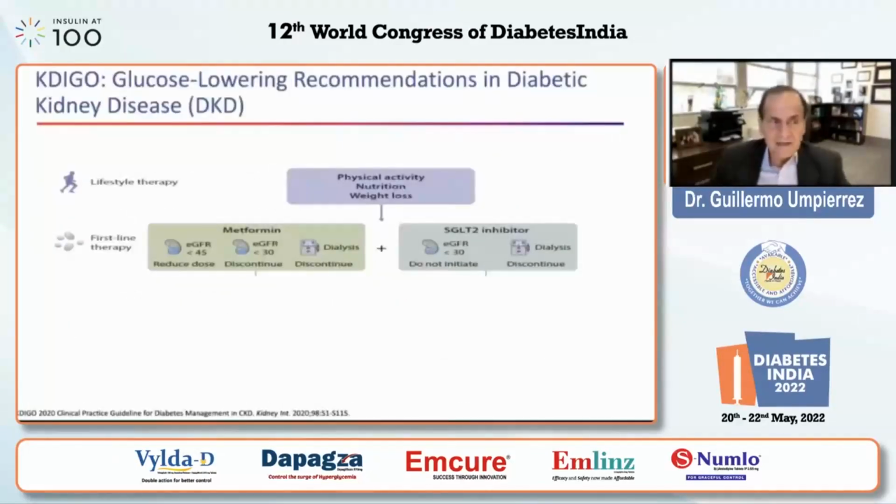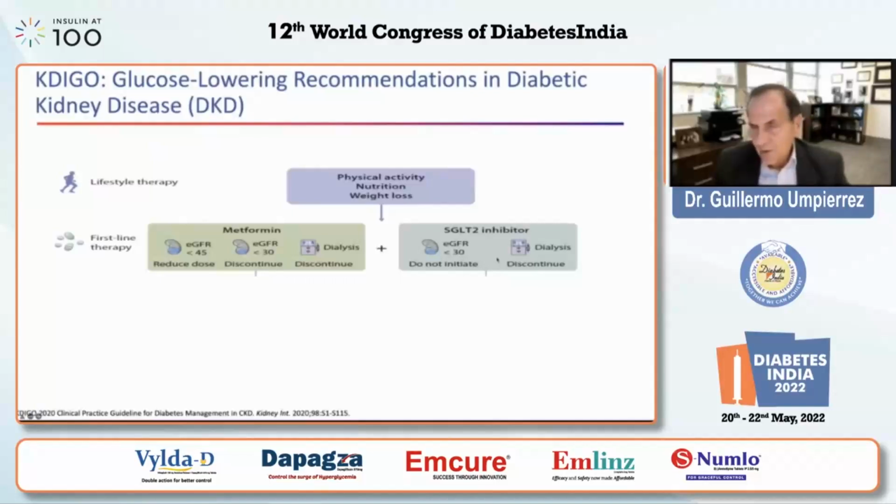And this is the KDIGO guidelines, right? Diabetic kidney disease. The recommendation of the nephrologists is first-line therapy. If the GFR is less than 45, less than 30, or on dialysis, first you have to decrease the dose of metformin, as we mentioned before. If less than 45, you reduce the dose to no more than 1 gram. If less than 30, you discontinue. Dialysis, of course, discontinue. But you're going to add an SGLT2. If it's less than 30, you don't initiate.